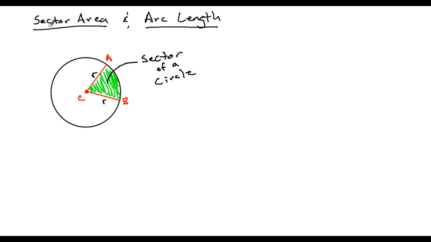And if we want to talk about sector area, well, we know that in this circle C, the area of this circle is equal to pi r squared. So if we wanted to find the area of the sector, we'd say sector ACB. How would we figure out the area?